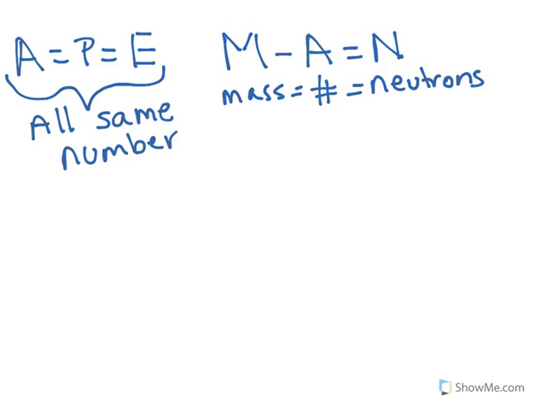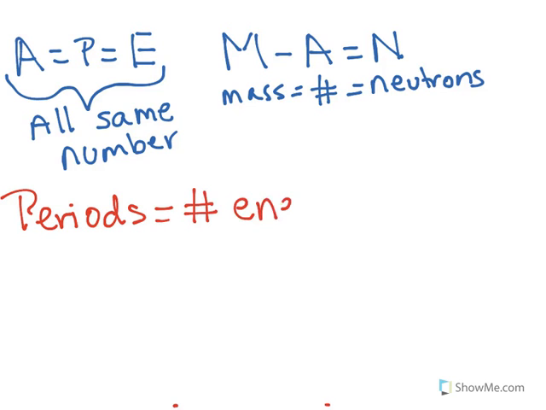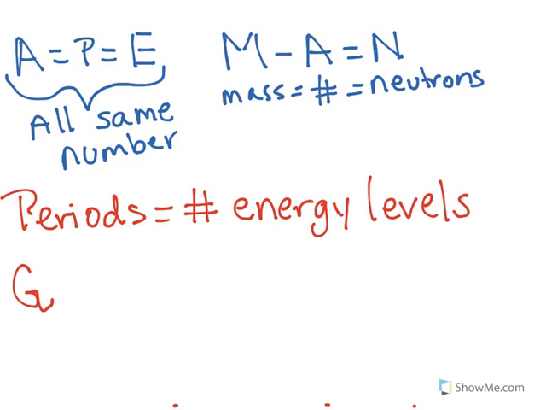Okay, remember that periods tell you the number of energy levels. And that groups tell you the number of valence electrons.